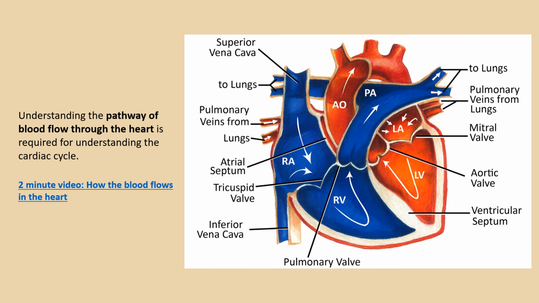Okay. We're going to spend the next few minutes talking about the cardiac cycle. And the cardiac cycle are the events that occur in the heart during just a single heartbeat. So it's really important that you understand the pathway that blood flows through the heart. If you need to review it, you can use this diagram or watch videos on the internet. I'm going to move forward as though you do understand the pathway that blood flows through the heart.